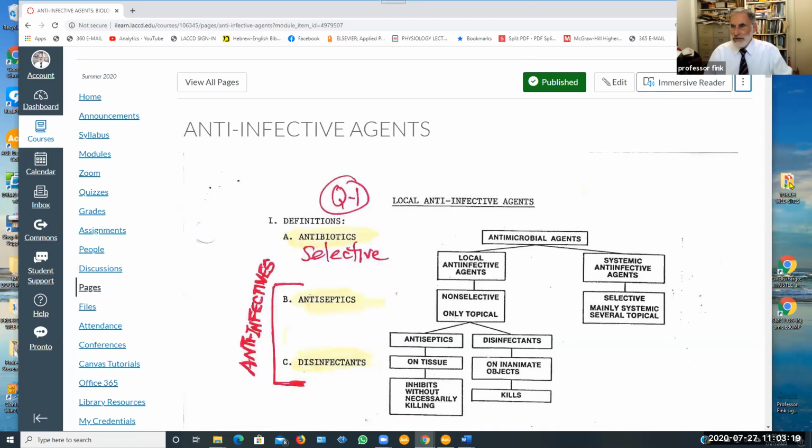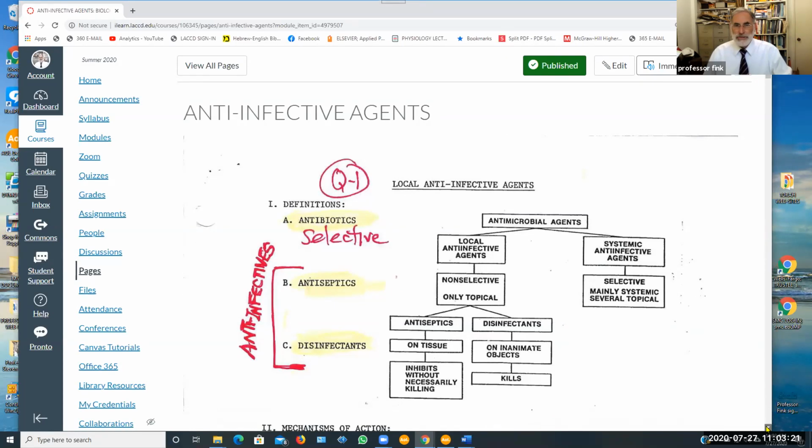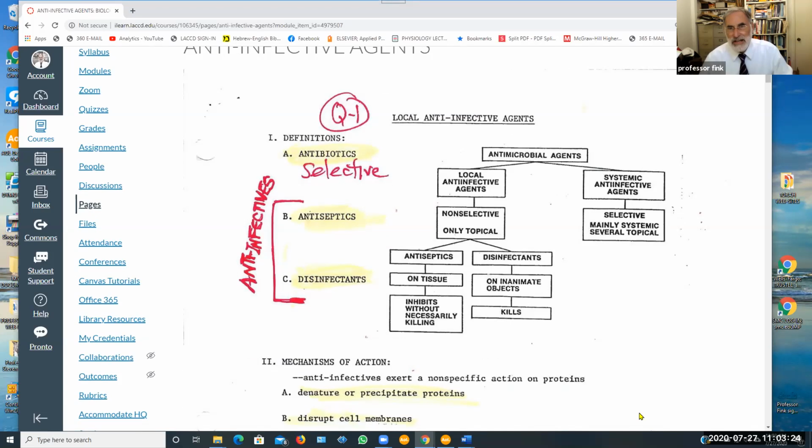And right at the very top, we have a few terms we want to make sure we understand the difference between: antibiotics, antiseptics, disinfectants, and anti-infectives. So what do these terms mean? All four of those words refer to killing bad guys, killing bacteria, fungi, and even destroying, in some cases, viruses.